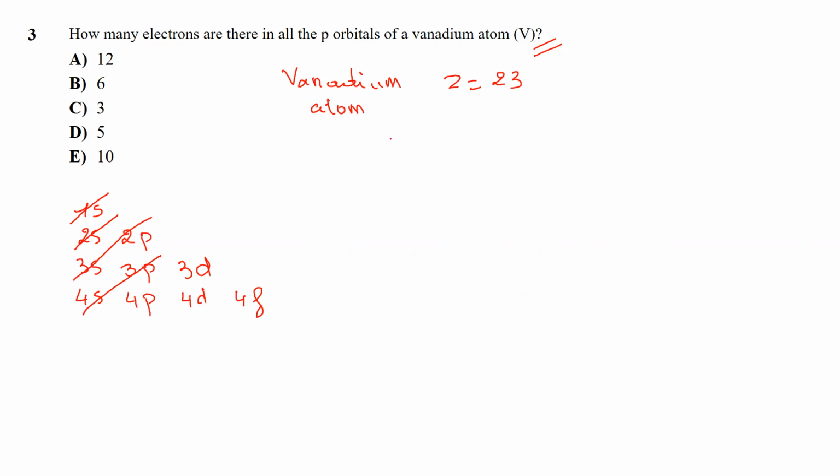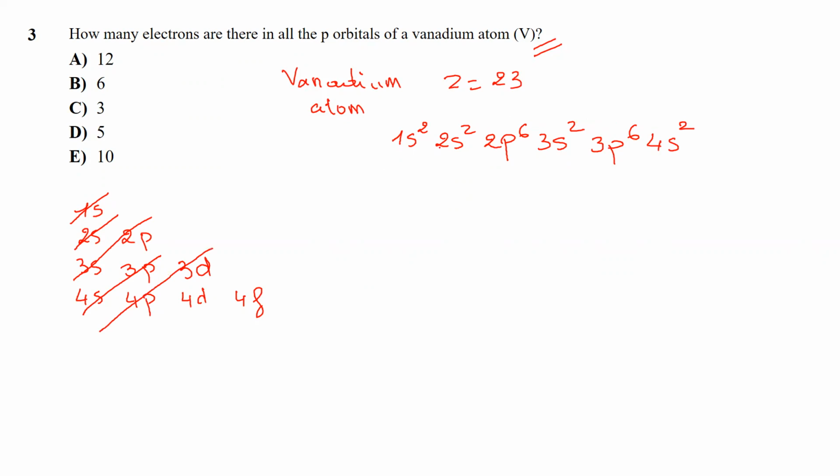So we know that it will be 1s2, 2s2, 2p6, 3s2. So far we have 10, 12. So we need to continue. 3p6, 4s2. Okay, and after that it's going to be 3d and 4p.